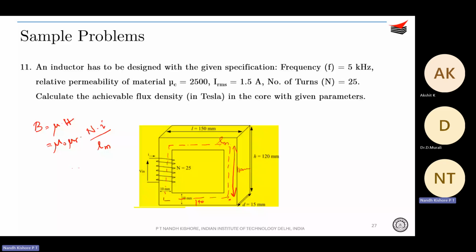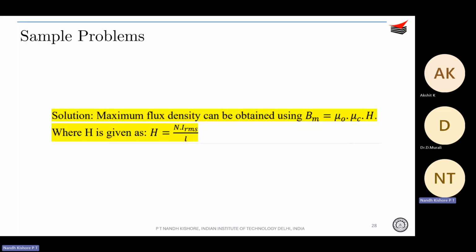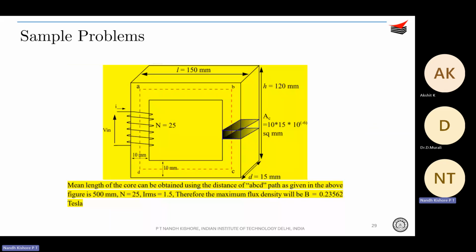From that, you calculate what is B. As I was telling, B is mu naught mu R into H, which is N I by L. And from the given dimensions, you can compute that the total path length is around 500 mm. Once you know the total path length, from that you can get your B value. It's a straightforward relation.